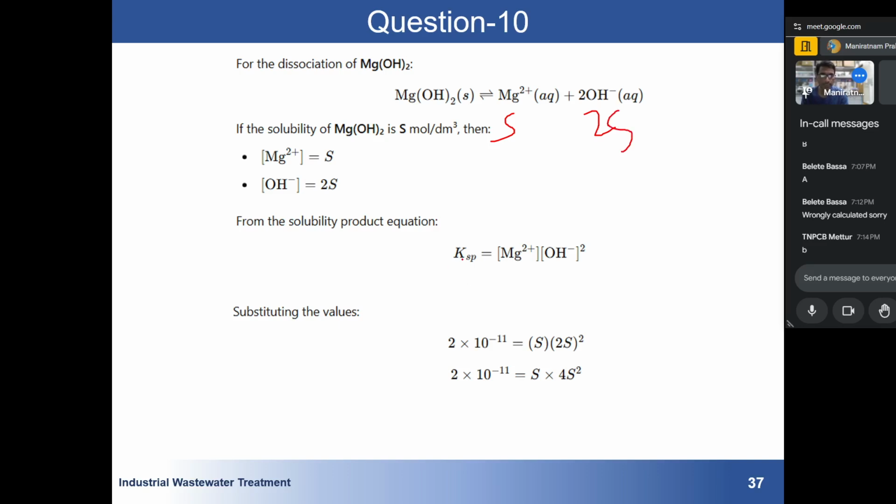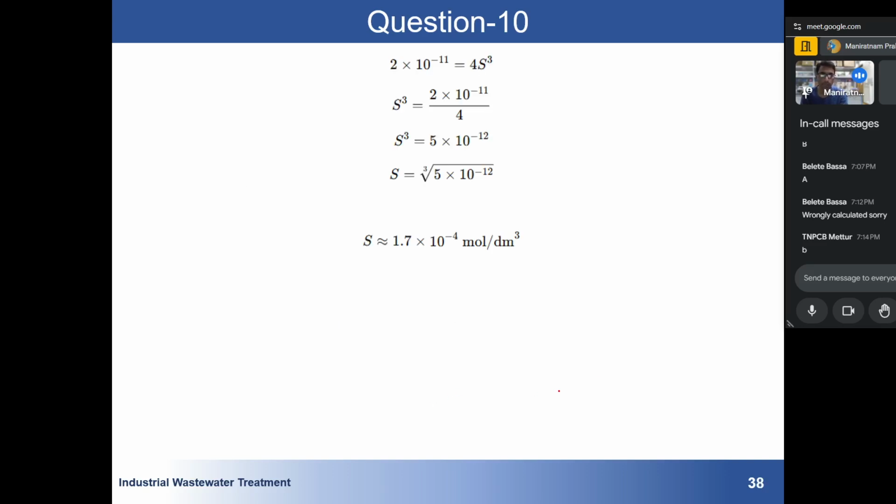We know that Ksp is equal to the concentration of these two multiplied, this into this, depending upon the stoichiometry. So here the concentration is S, so we have kept S. OH minus concentration is 2S, we have kept 2S, and Ksp is already given, 2 into 10 to the power minus 11. Then from there we have found out that S is equal to this much mole per dm cube.